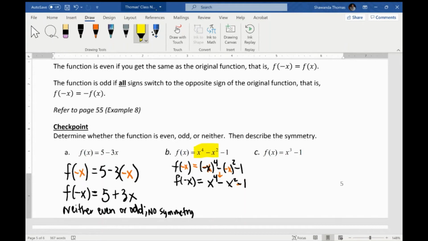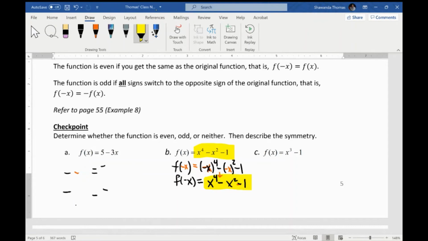All right, let's compare our original x to the 4th minus x squared to our new. Is it the same? Yes. So we can conclude. What can we conclude for this one? An even function. And what about the symmetry for even functions? It's symmetrical. Symmetric about what exactly?